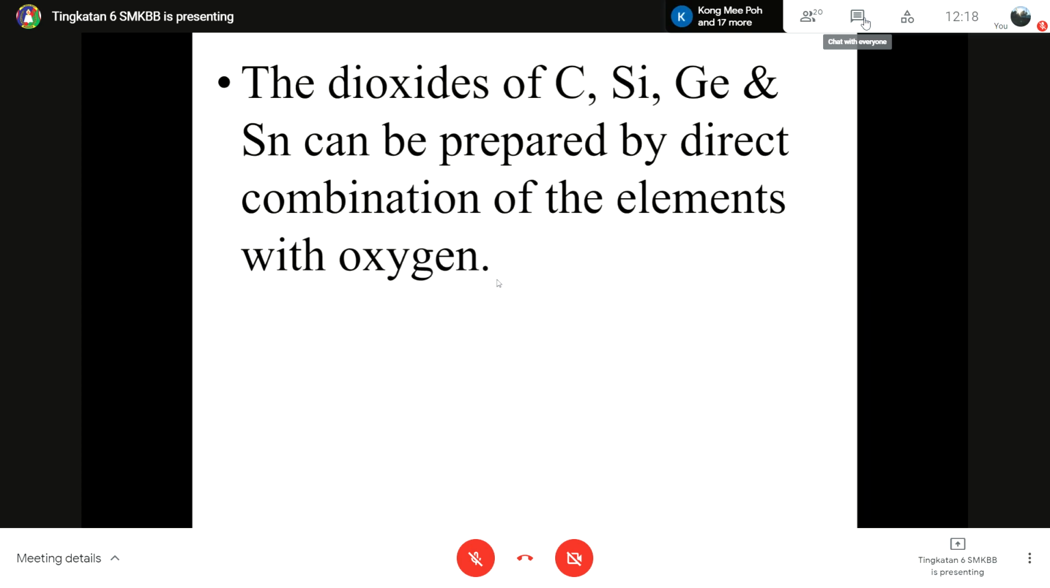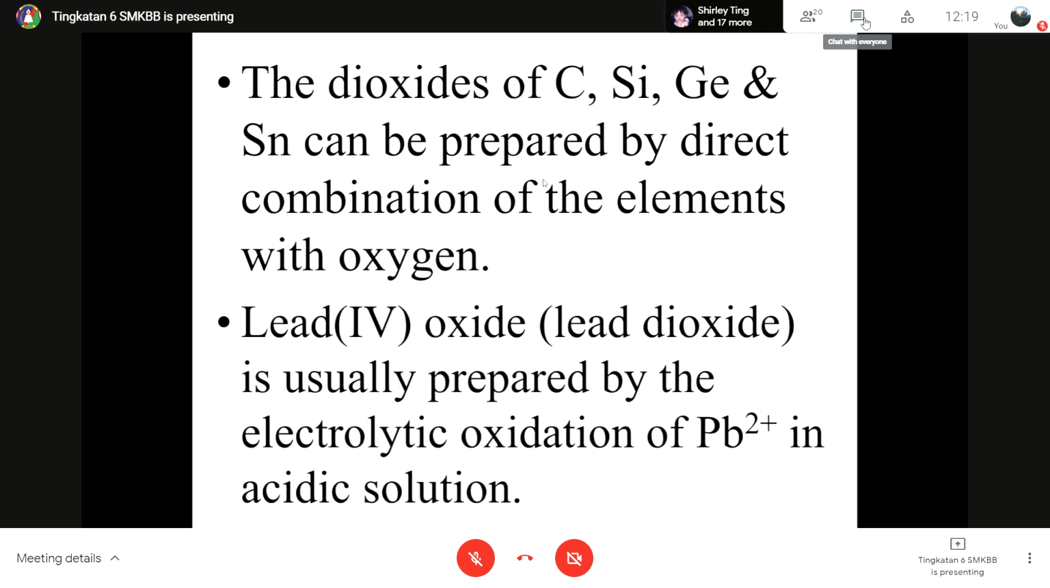Okay, so let's have a look now. The dioxides of the first four: carbon dioxide, silicon dioxide, germanium dioxide, tin dioxide, or most of the time we say tin 4 oxide, germanium 4 oxide, silicon 4 oxide. They can all be prepared by direct combination of the elements with oxygen. That means carbon plus oxygen, you get carbon dioxide. Of course, CO plus oxygen, you also get carbon dioxide. If you let the metal directly heat in oxygen, you are going to get the dioxide. But Pb, of course, is slightly different, isn't it?